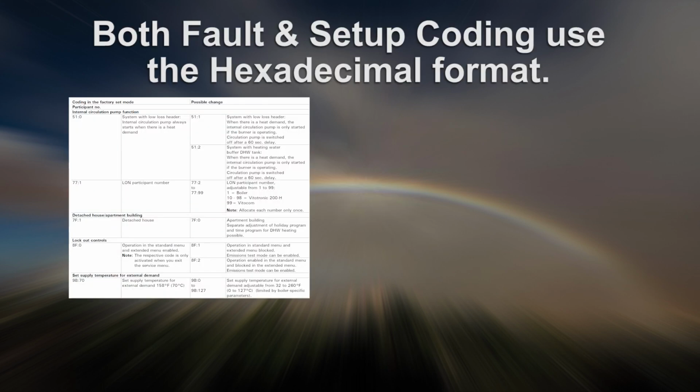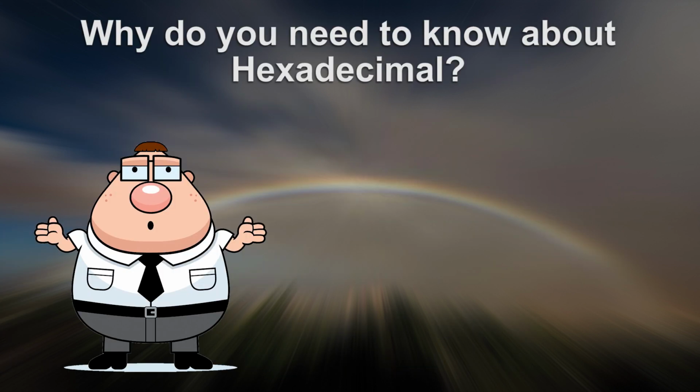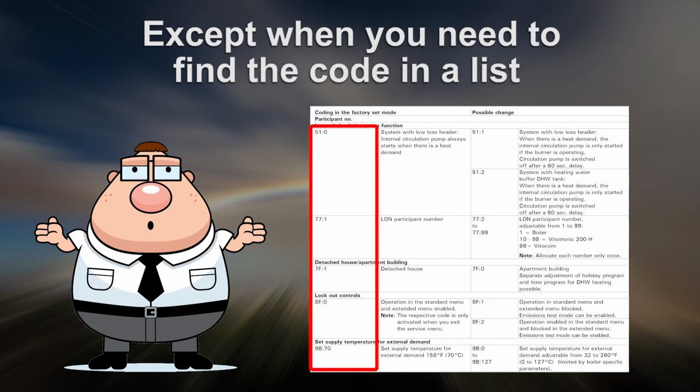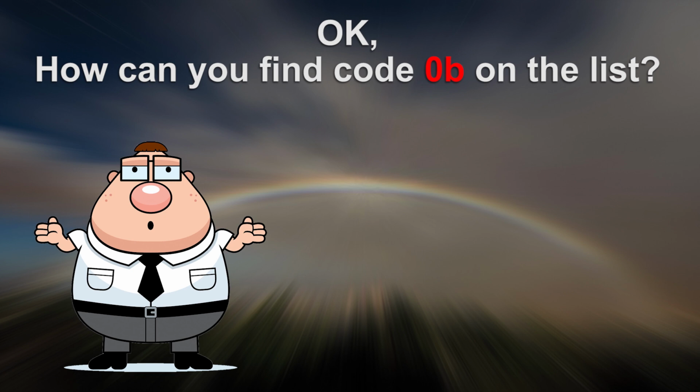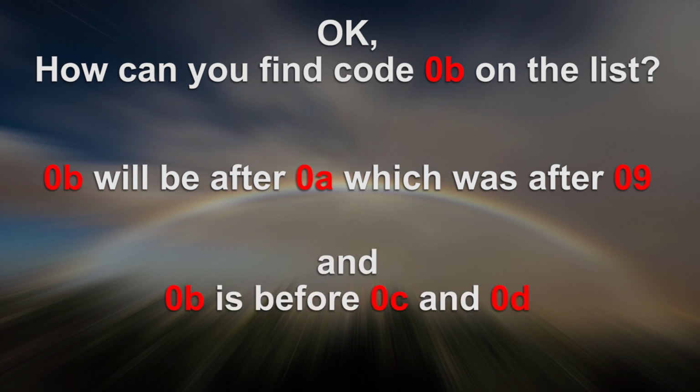Both fault and setup coding use the hexadecimal format. This is generally how all computers store data, including phones, tablets, etc. Why do you need to know about hexadecimal? You don't, really, except when you need to find the code in a list. Okay, so how can you find a code like 0B on the list? 0B will be after 0A, which was after 09, and 0B is before 0C and 0D.